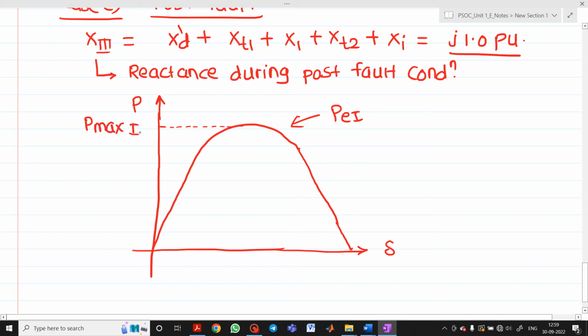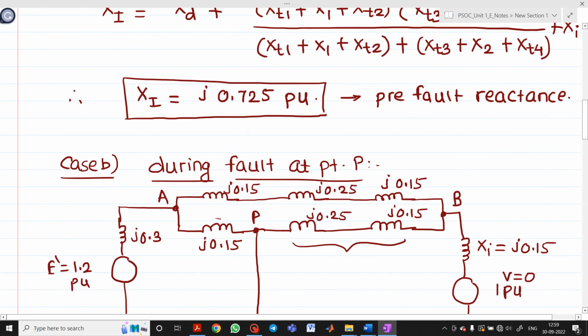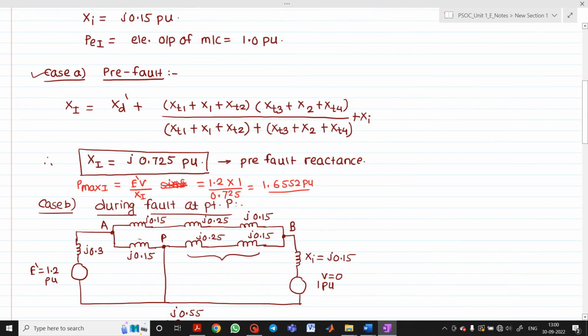How to find Pmax1? That you know. It is EV upon X1. In step number 1, we forgot to find one important parameter. Once we find x1, can we find Pmax1? Yes. Pmax1 equals E'V upon x1, there will not be any sine delta term. E' is 1.2, V is 1, and x1 is 0.725. So Pmax1 comes out to be 1.6552 per unit.